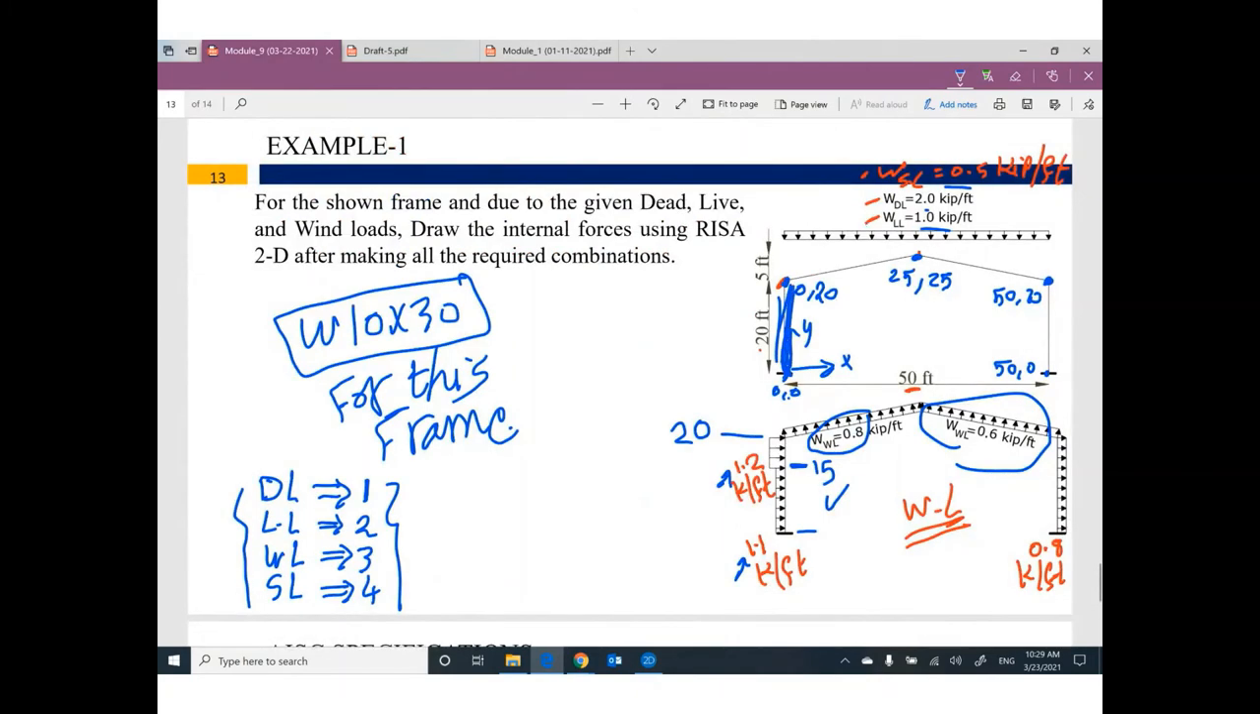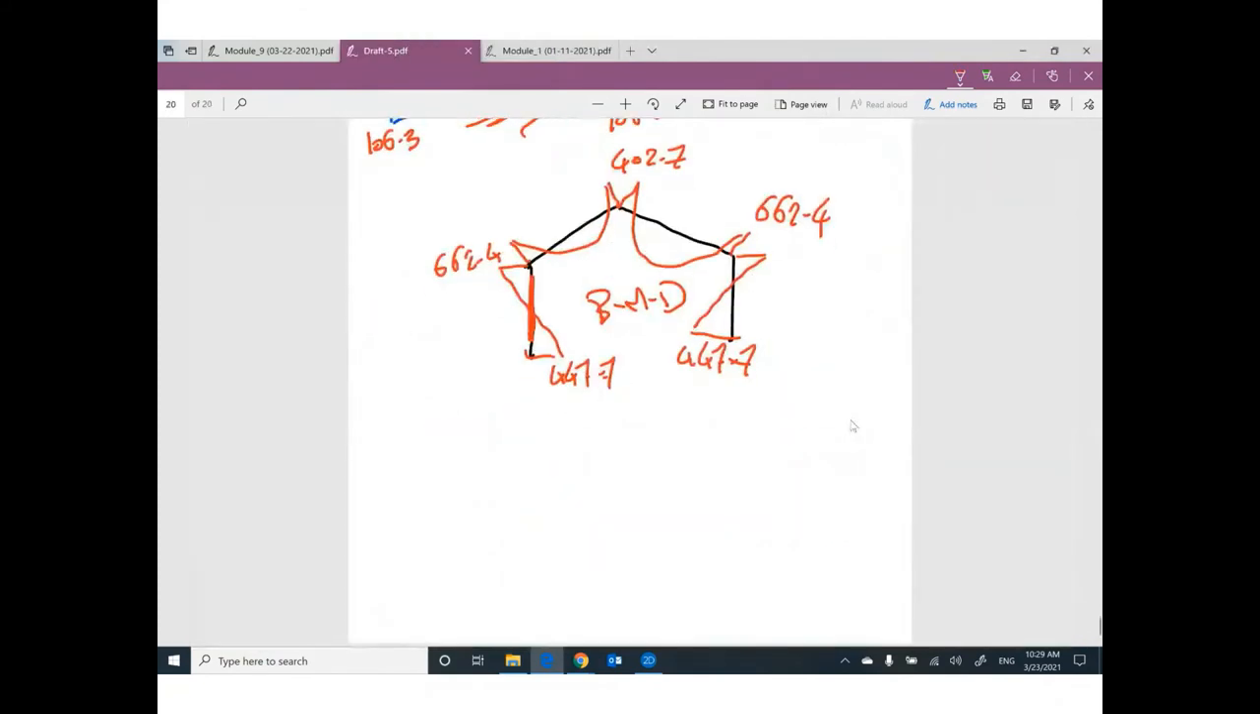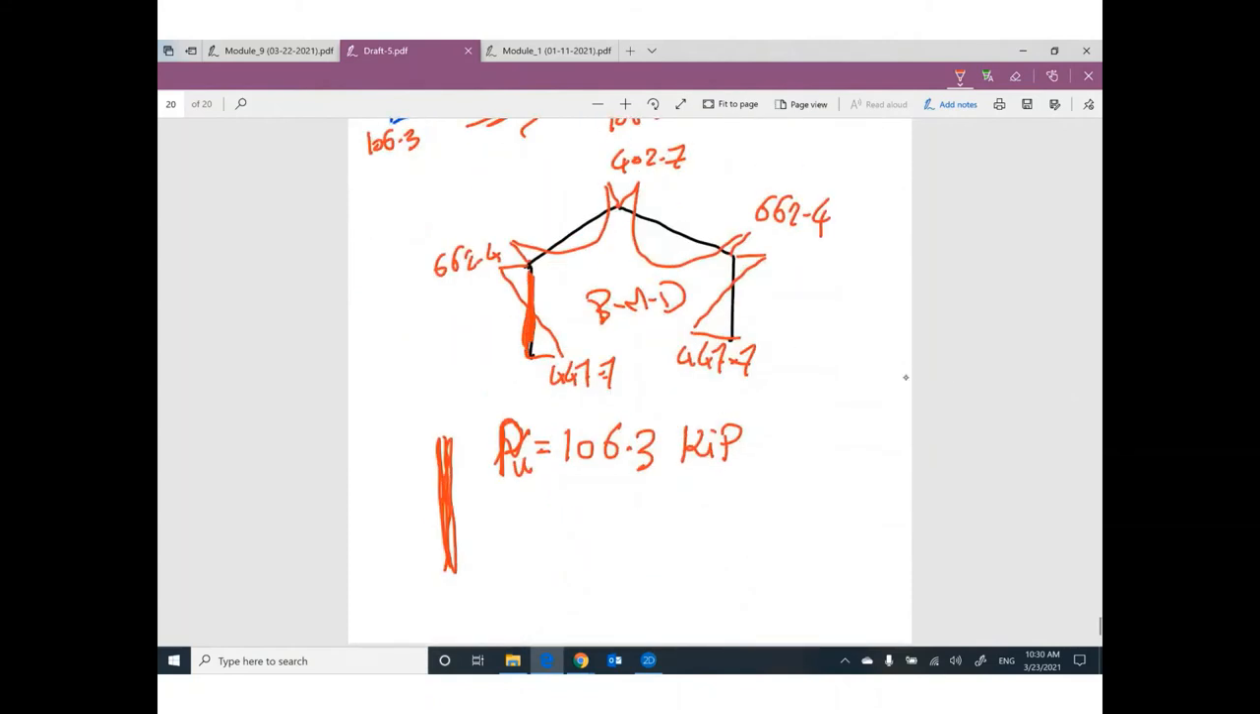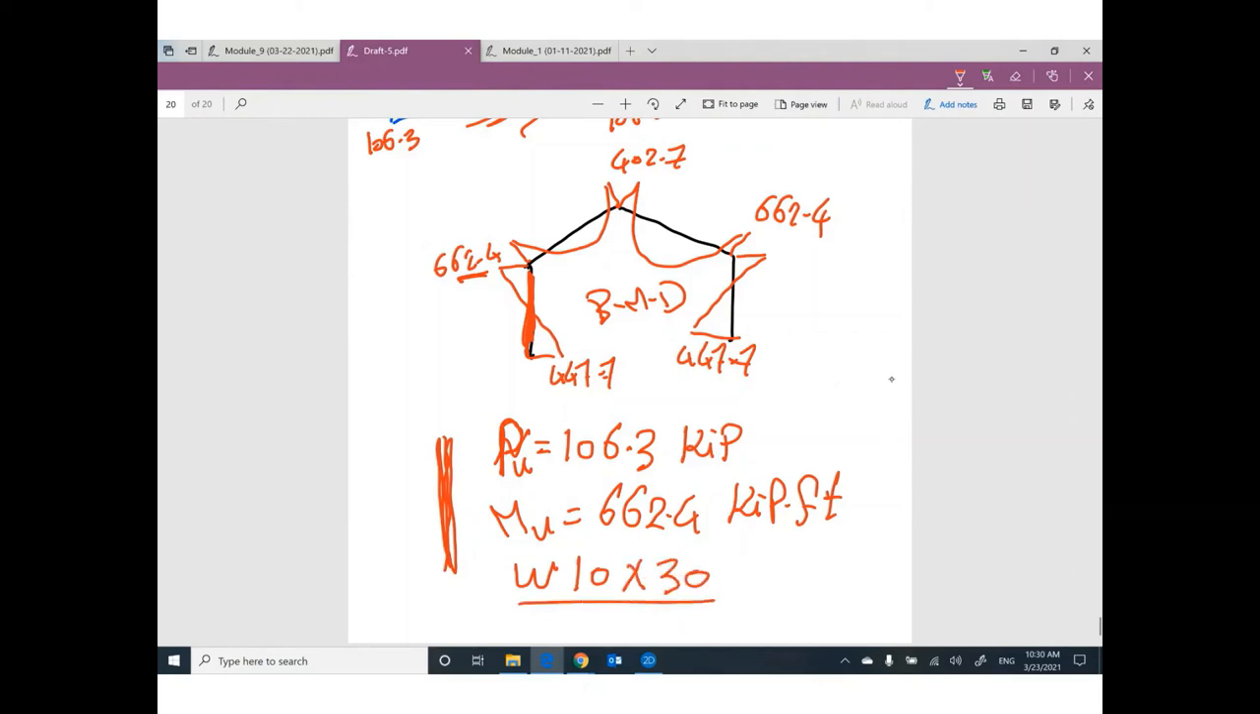For this member, vertical member, we have a problem right now. This member has normal force, or I'm sorry, I can say it, P ultimate equal 106.3 kip. The same member in the same frame has M ultimate, which is the maximum value, 662.4 or 447. I will use the maximum one, 662.4 kip foot. This member, I assumed it to be W10x30. Can you tell me if it's safe or unsafe?